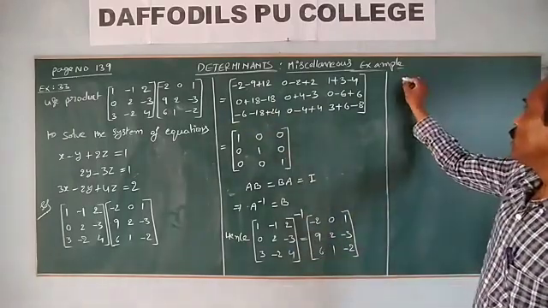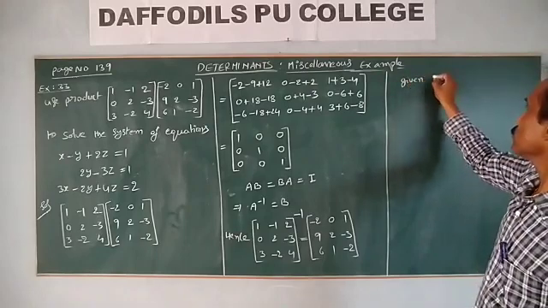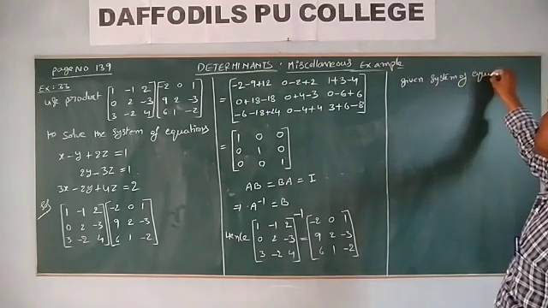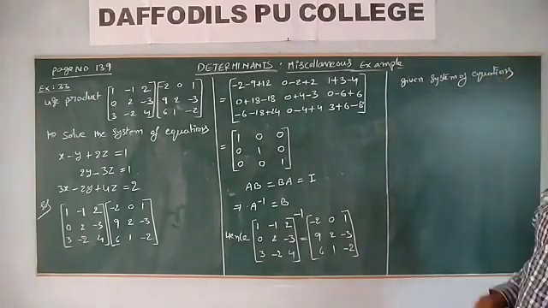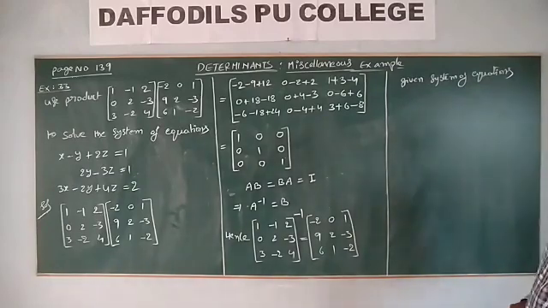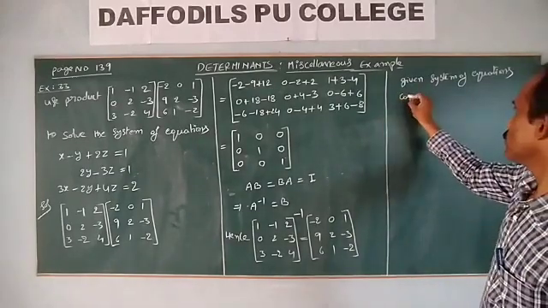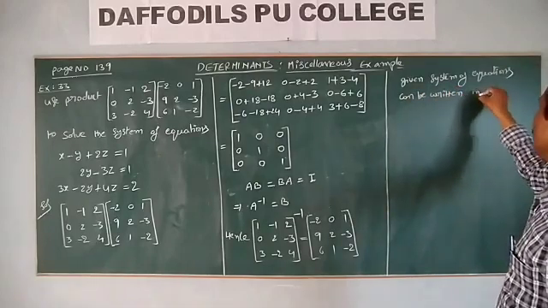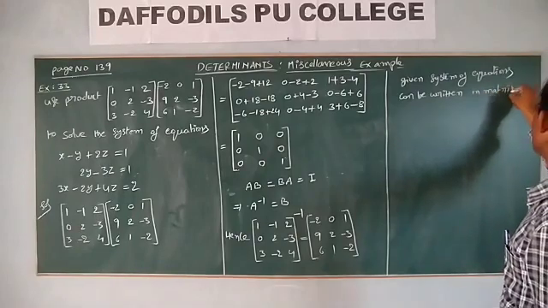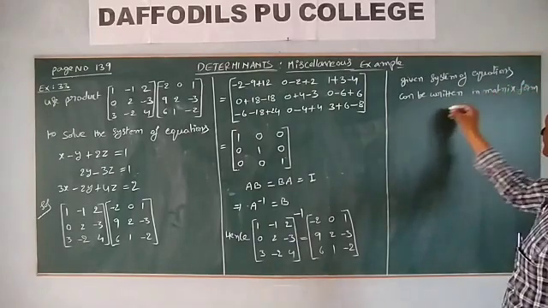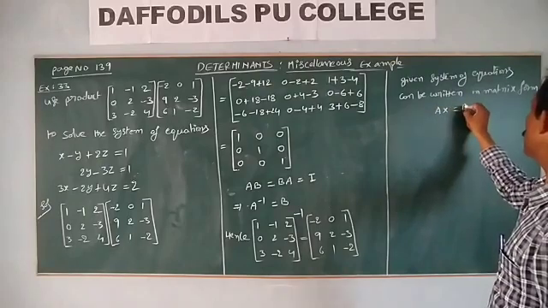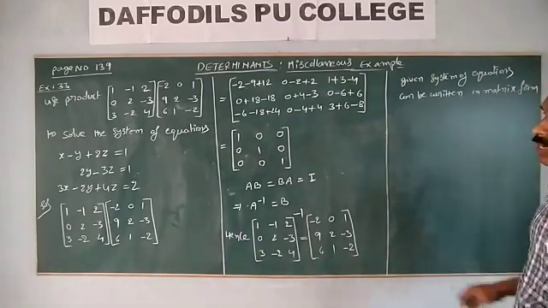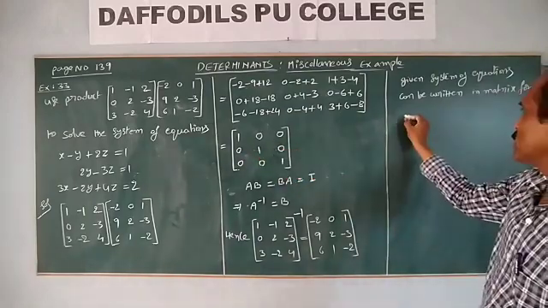Okay, first of all, the given system of equations can be written in matrix form. What is matrix form? AX is equal to B. AX is equal to B. So otherwise you write like this one. A means the coefficient matrix. What is the coefficient matrix?